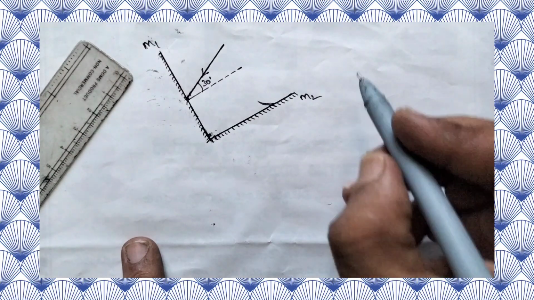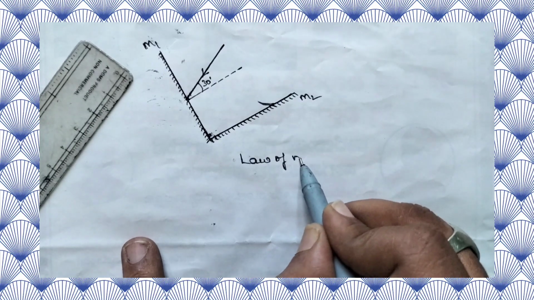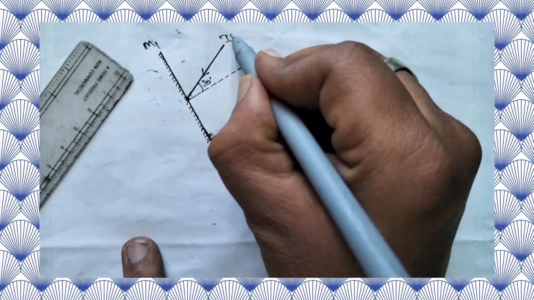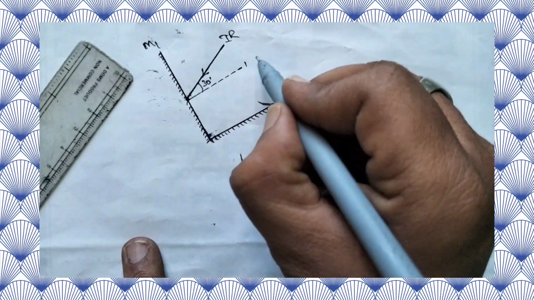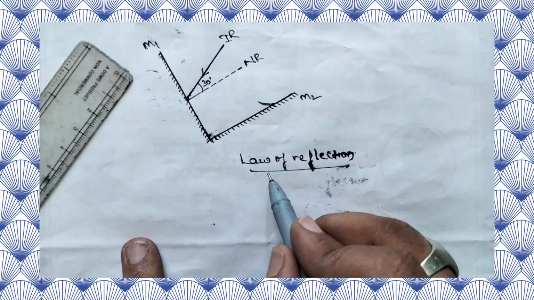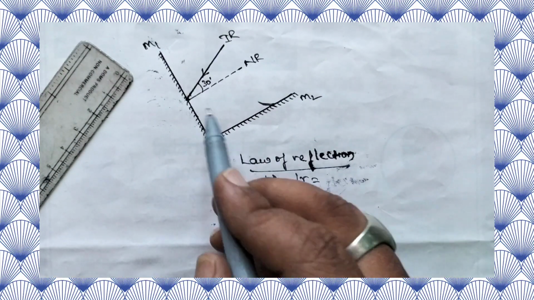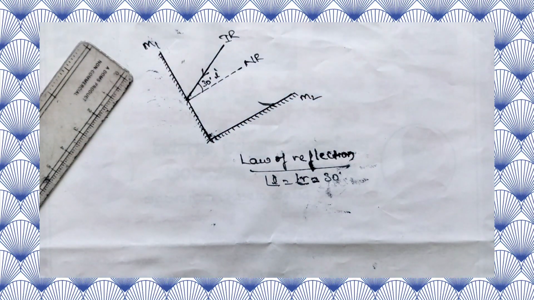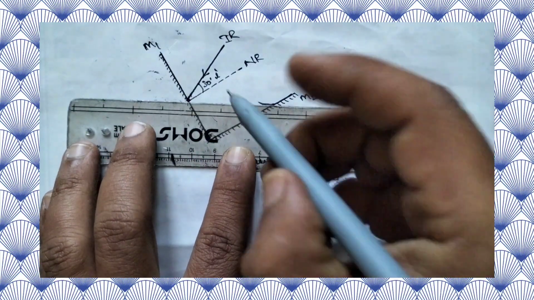So if we apply the law of reflection, according to the law of reflection, this is the incident ray, and this is the perpendicular. The ray which is perpendicular to the surface is called the normal ray. So according to the law of reflection, angle I is equal to angle R. If angle I is 30 degree, then angle R is also 30 degree. So this is the angle.